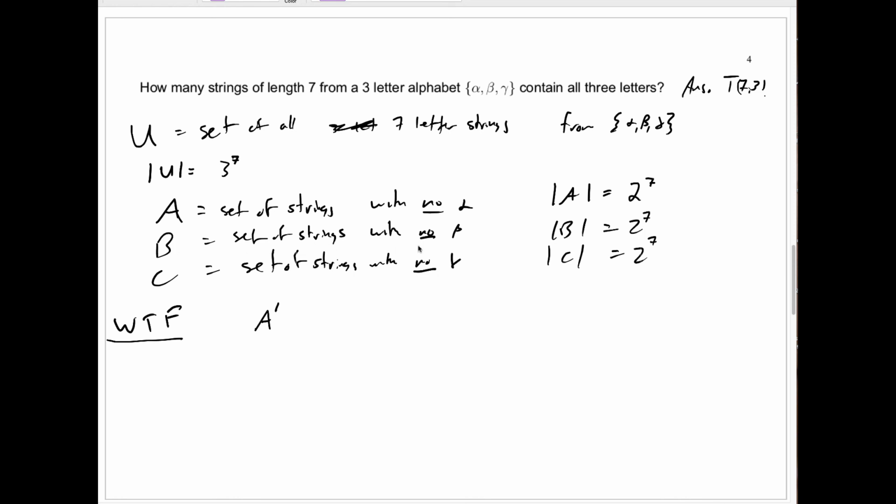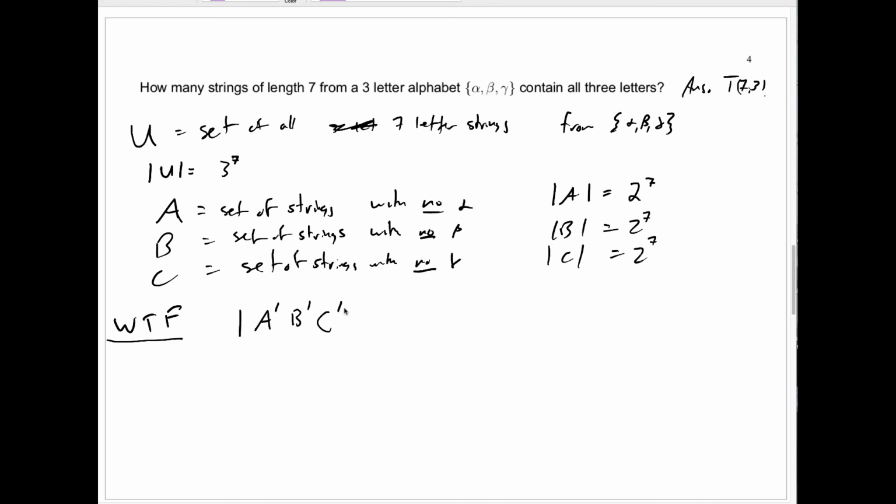And containing a beta means it's not in B. So it must be in A complement and in B complement, which means it's in that intersection, A complement times B complement. Remember, this will mean intersection when I just write one next to the other. And since it contains gamma, it will have to not be in C, which means it is in C complement. And so any string of length 7 that contains all 3 letters is in the intersection of the complements.